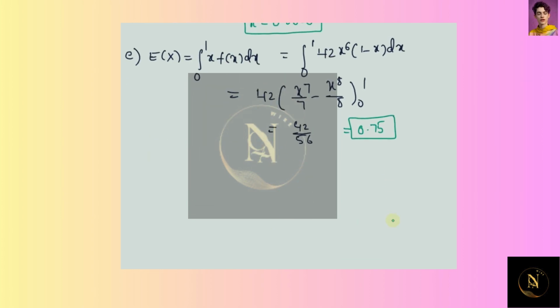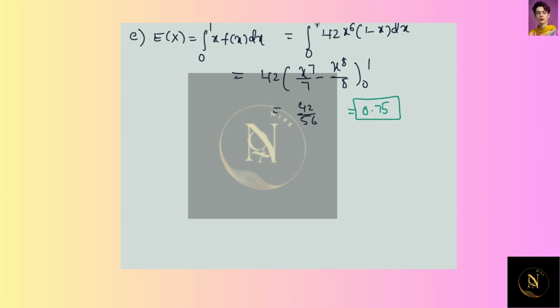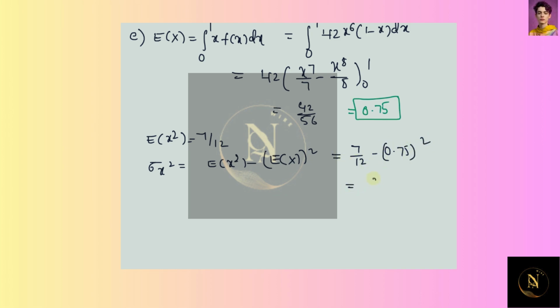Similarly, we calculate the expected value of x squared. We get the expected value of x squared as 7 by 12. Now the variance sigma x squared will be the expected value of x squared minus the expectation of x whole squared, that is 7 by 12 minus 0.75 whole squared, which is equal to 1 by 48. So the standard deviation sigma x will be the square root of 1 by 48, which is equal to 0.1443. This is the standard deviation.